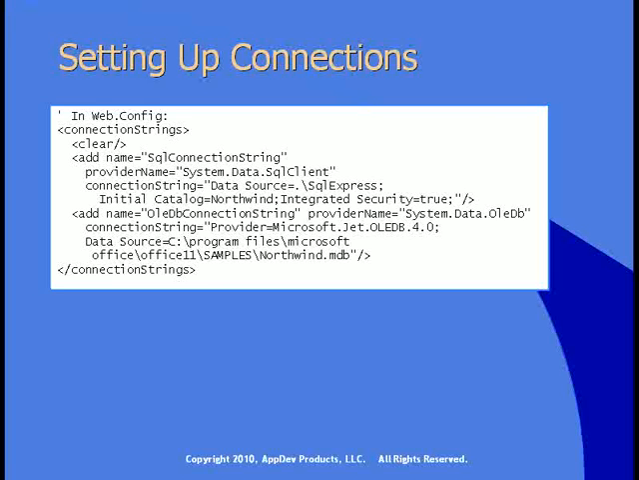You'll notice that this connection strings section begins with the clear keyword. I added that because if you don't, you might pick up connection strings from machine.config or other web.configs that are higher up in the hierarchy of config files for this site. The clear element tells ASP.NET to remove any existing connection strings from higher up in the hierarchy and only use the connection strings it finds in this particular web.config file.